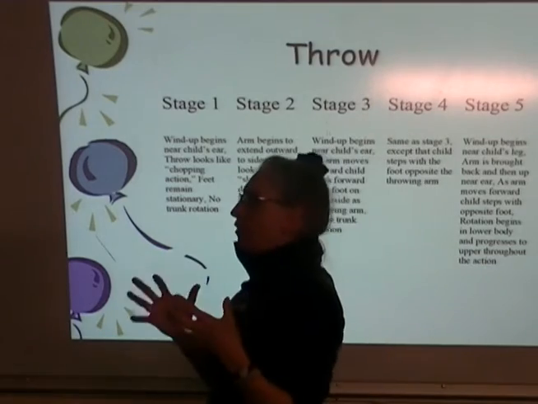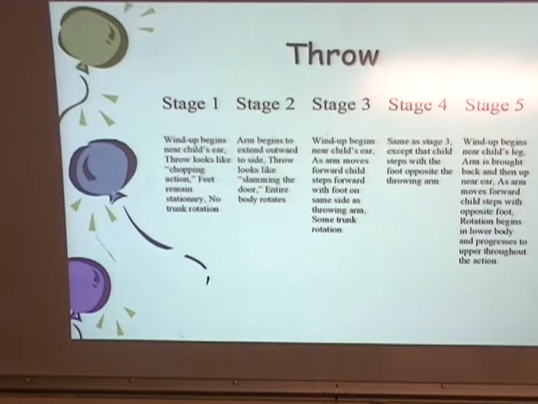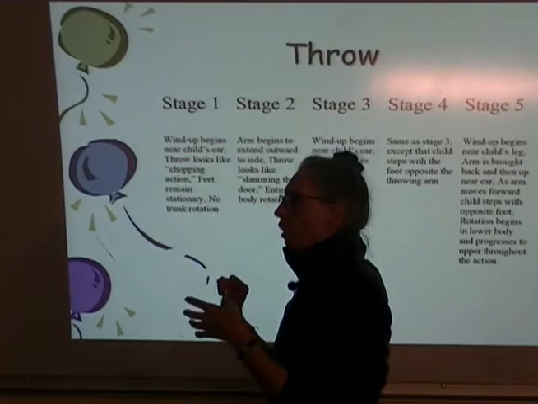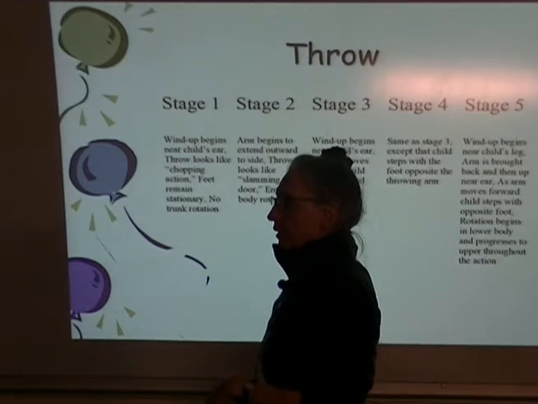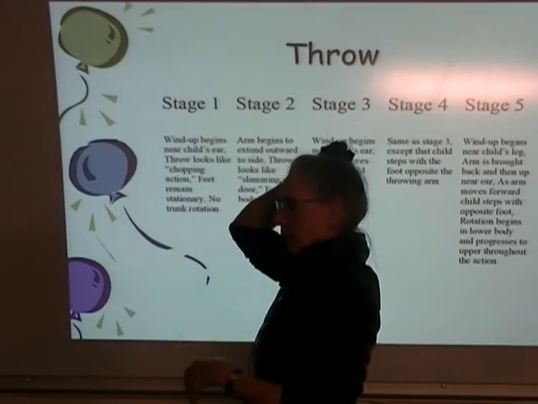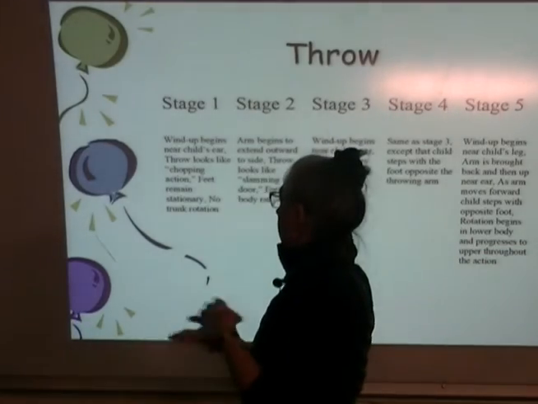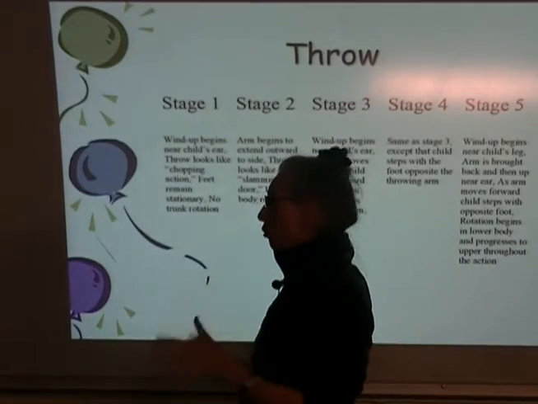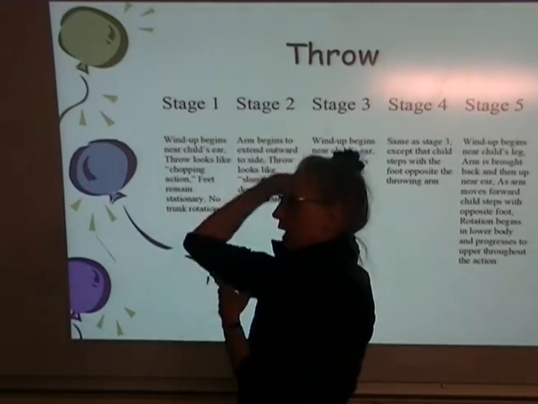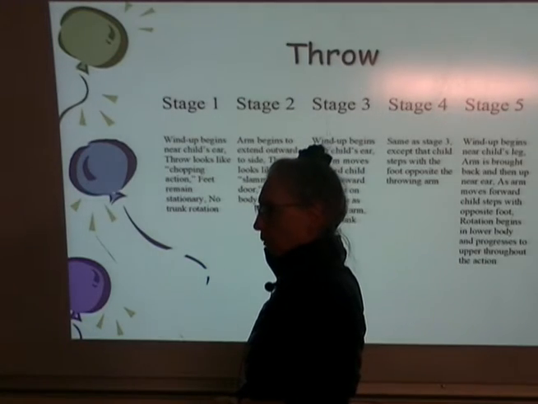So, remember our film yesterday? I said, keep that picture in your mind because she's a classic stage 1. They gave that little girl the ball and she did this. So, stage 1. Wind up begins near the ear. Throw looks like a chopping action. Feet don't move. Body does not move. Everything is face on to the way the ball is going, and the only action really is at the elbow as the arm straightens to chop the ball down.